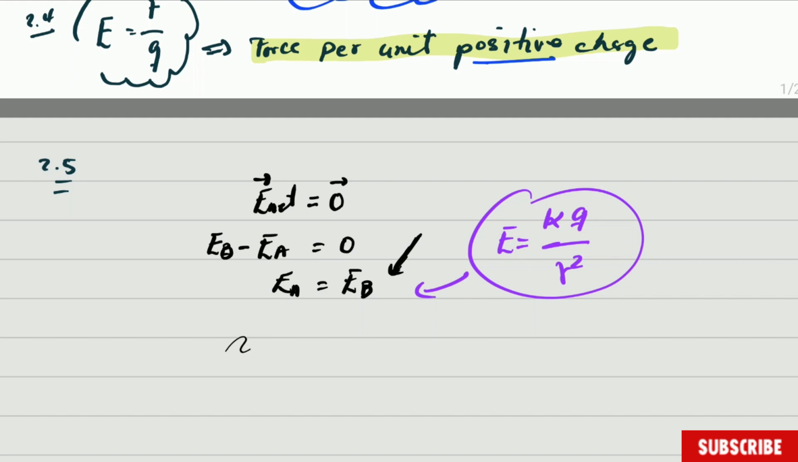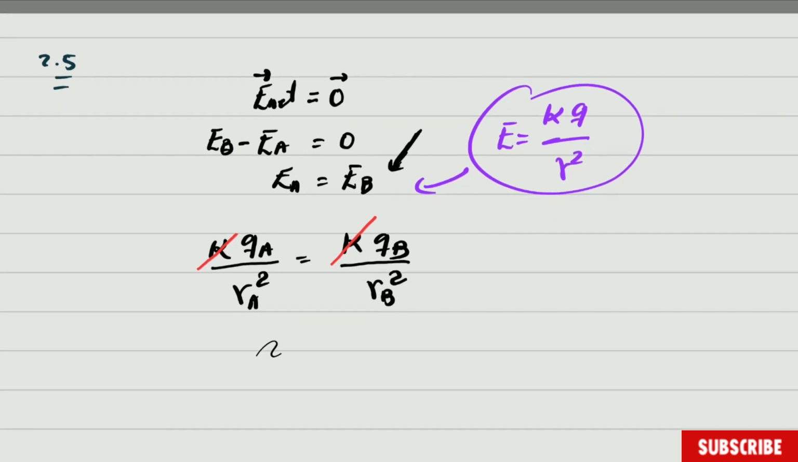Then we have that K multiplied by QA divided by the distance A square is equal to K QB divided by the distance B square. And then K is the same, and therefore you can simplify K. So what are we going to have right now? We have that QA divided by distance A square is equal to QB divided by distance B square.